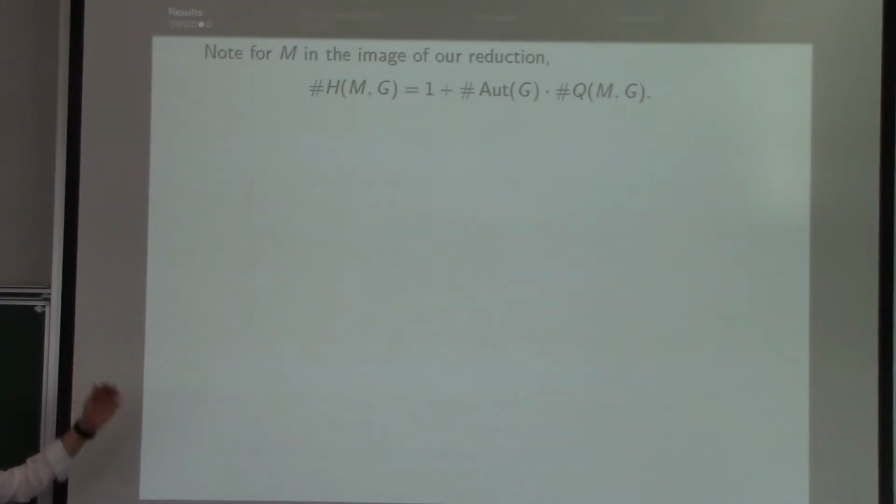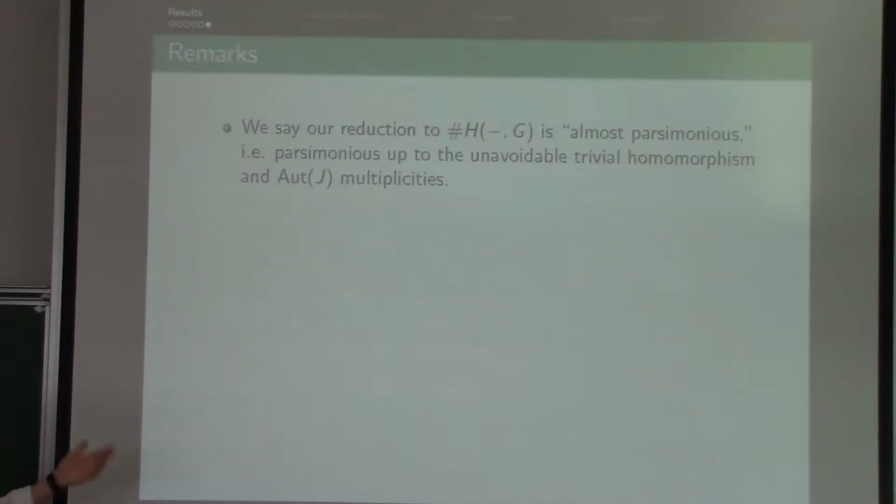This reduction to H, though, because H is of the special form, can never be parsimonious. It can never be the strictest type of reduction possible. But our theorem says we made it as strict as possible given that this H is of this form, where it's a sum of these kernels with multiplicities. So in this case, we say our reduction to H is almost parsimonious.